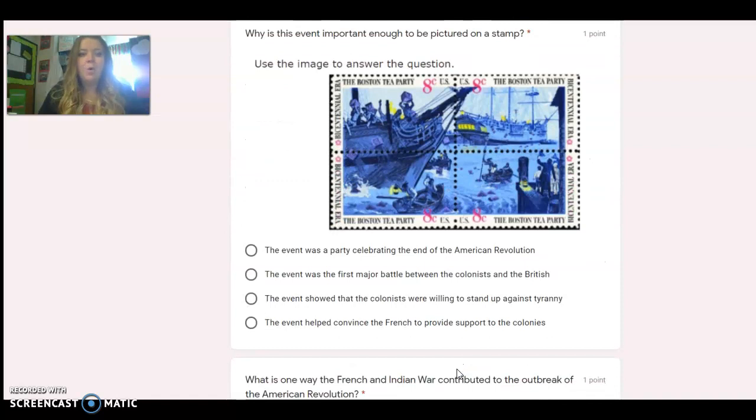Number 3. Why is this event important enough to be pictured on a stamp? A. The event was a party celebrating the end of the American Revolution. B. The event was the first major battle between the colonists and the British. C. The event showed that the colonists were willing to stand up against tyranny. Or D. The event helped convince the French to provide support to the colonies.